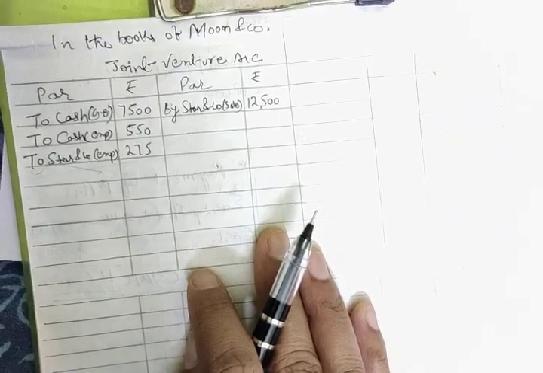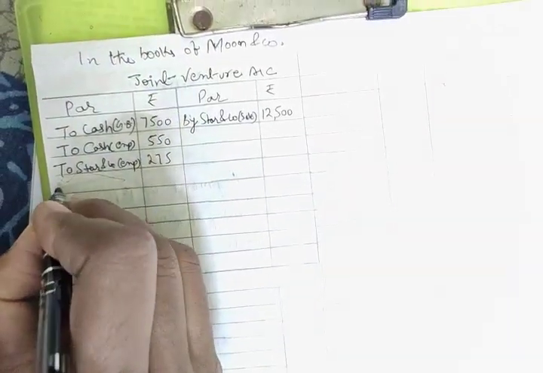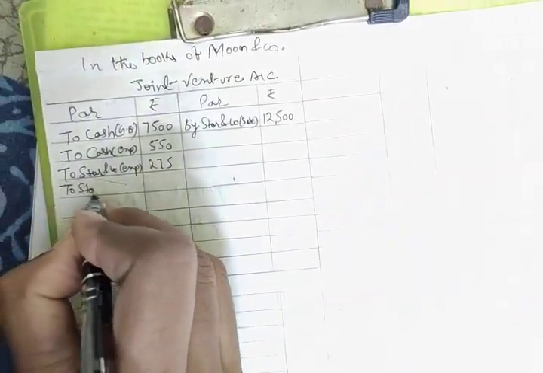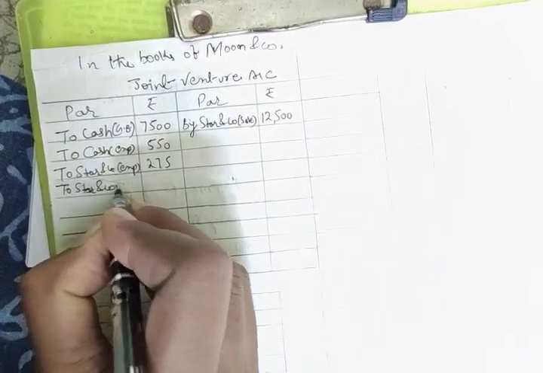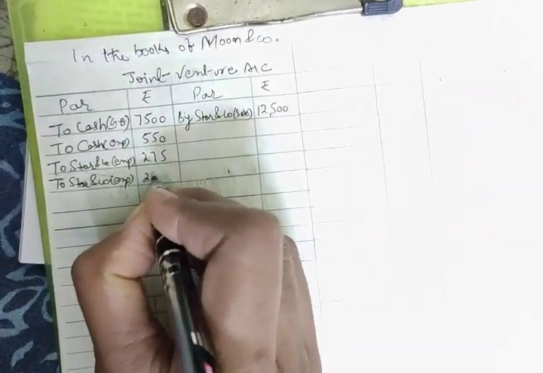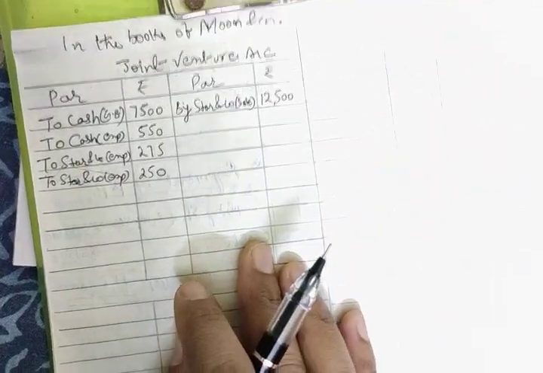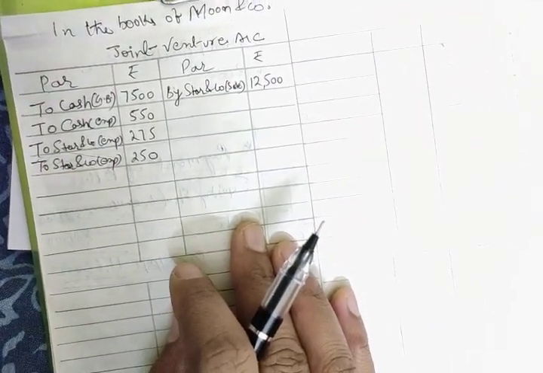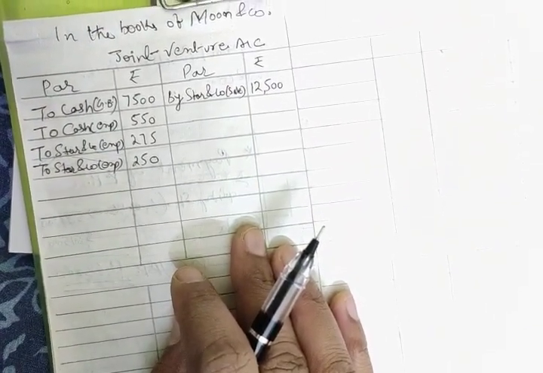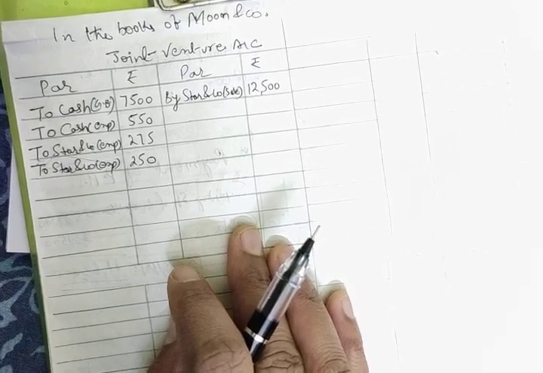Fine. Further, it's given the sales realised rupees 12,500 and the sales expenses of rupees 250 were paid by the Star and Company. So that means Star and Company is paying one more expense. So one more expense entry, Star and Company expenses, how much? 250.